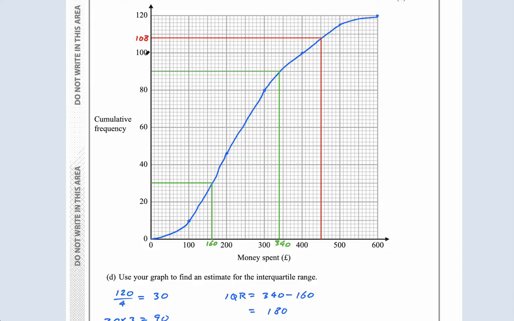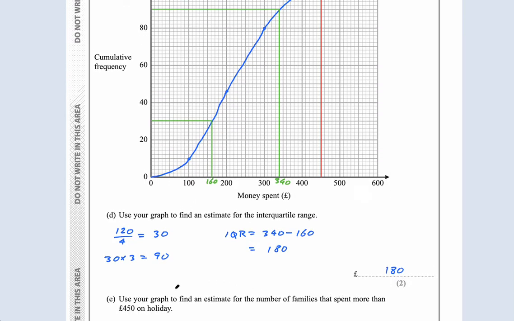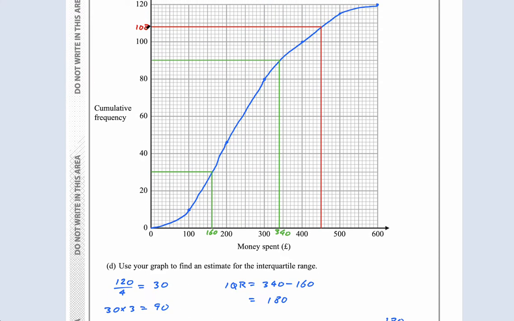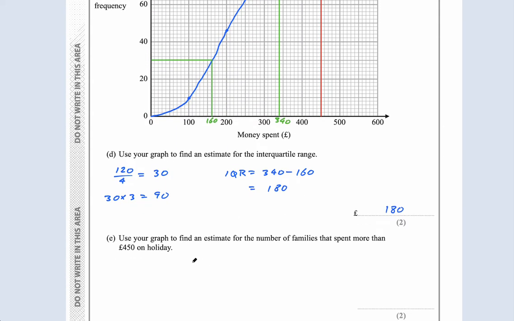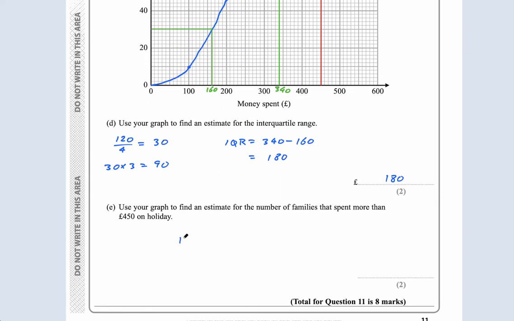This is 108. But the question says estimate how many families spent more than £450. 108 spent less than £450. So what's left between there and there? Well, 12. So there's 12 families there that spent these kind of big bucks on holidays. So I'm going to do 120 minus 108. 120 minus 108 equals 12. The mark scheme says accept 12 or 13, so obviously that's fine.